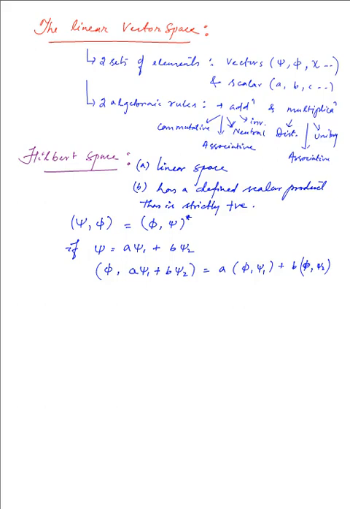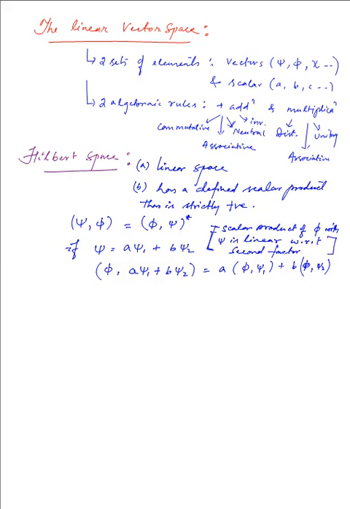So this is linear. The scalar product of phi with psi is linear with respect to the second factor, where psi is the second factor in this case.